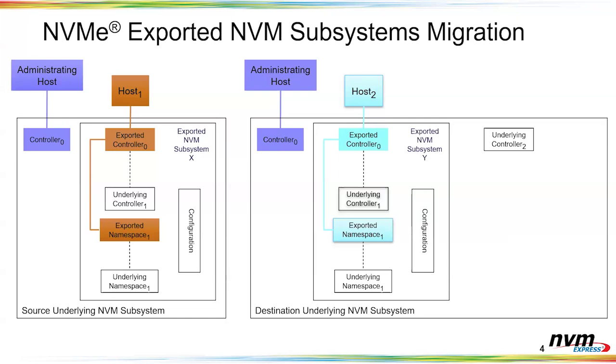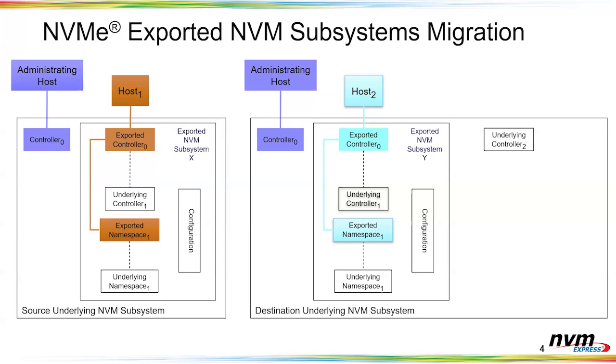On the left-hand side, I have a source server that is going to migrate a VM over to a destination server. So if we look on the left, I have host 1, which could be a VM, and it is connected to an exported controller that exists in an exported NVM subsystem. That host 1, that VM, can only see that exported controller and that exported namespace. It cannot see any other exported controllers anywhere else in the system or underlying controllers or any other controllers and namespaces. On the right, we also have the destination, and in there, there's already an existing exported controller that's already operational.